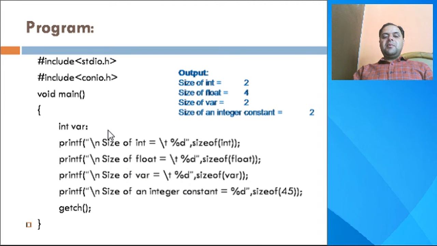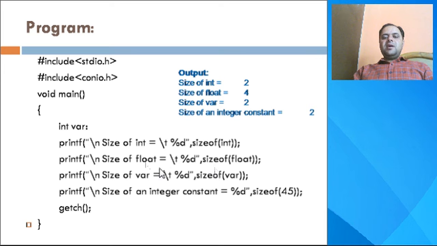So let's take a program and find the size of different variables, data types and constants. So here I have included two header files, stdio.h and conio.h, void main. As you know, I have taken a variable of integer type, int var. We will first find the size of int. So int is a data type. We will write like this: sizeof and its operand. sizeof is the operator and this is the operand. sizeof int will give us the result 2, as you know the size of int is 2.